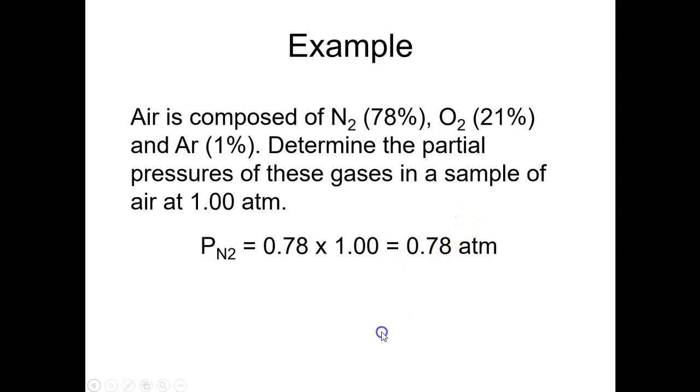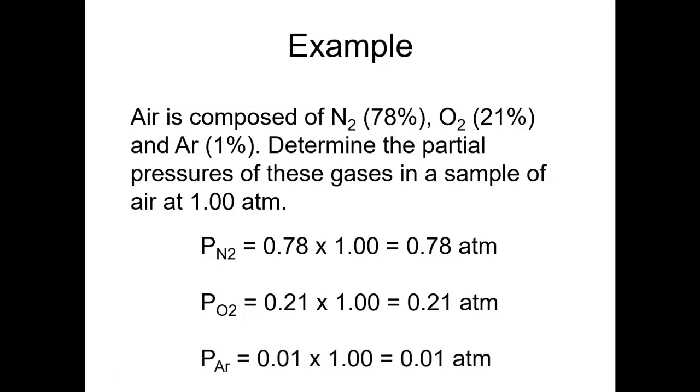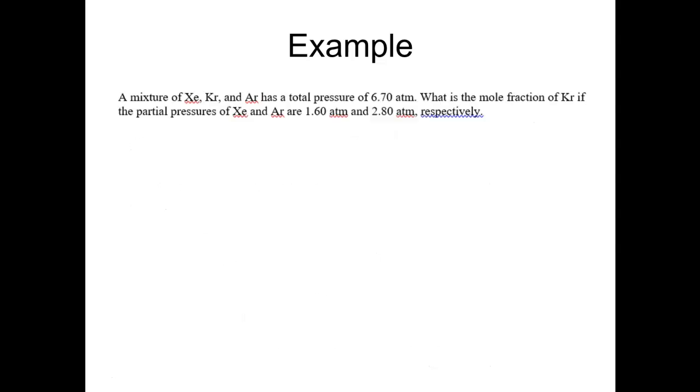And I can do the same thing for oxygen. It has a mole fraction of 0.21 times 1 atmosphere total. That gives me a partial pressure of oxygen of 0.21 atmospheres. And finally, for the argon, because 1% of the air is argon, its mole fraction is 0.01. Multiply that by the total pressure, and its partial pressure is 0.01 atmosphere. Well, that was a really simple example because everything adds up to 100%, and it made for a very simple solution.